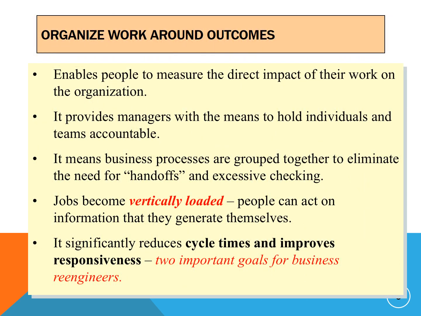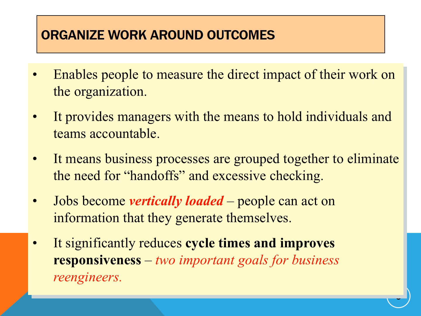So the first principle for process redesign is organize work around outcomes. What is the goal of organizing work around outcomes? There are actually two important goals for this. First, we want to significantly reduce the cycle times, and second, we want to significantly improve the responsiveness. So what does it mean by reducing cycle times and improving the responsiveness?